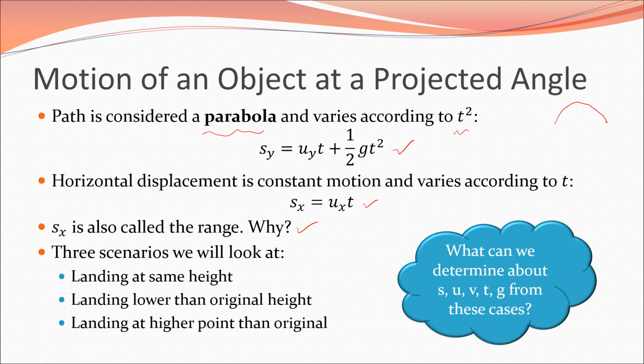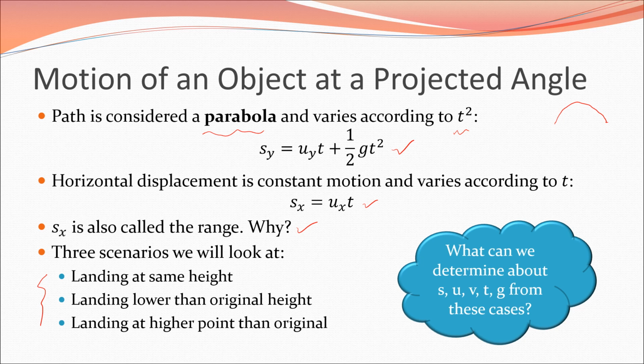So we're going to look at these three scenarios down the bottom here. We're going to look at an object launching and landing at the same height, landing lower than its original height, and landing higher than its original height. These things look a little bit complicated when you look at the questions, but once you break it down, it's not actually that difficult.